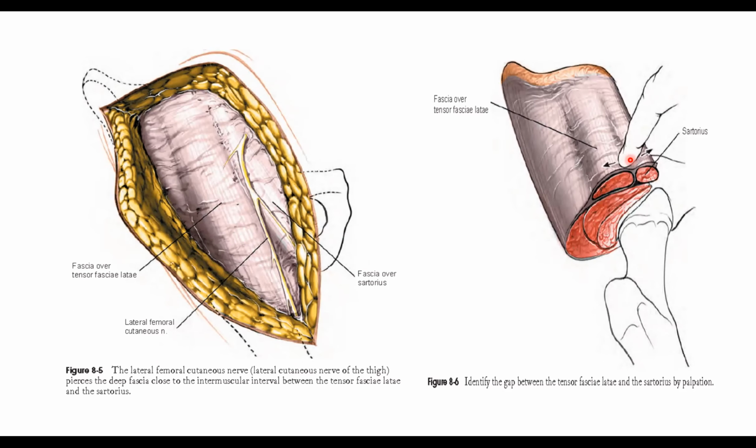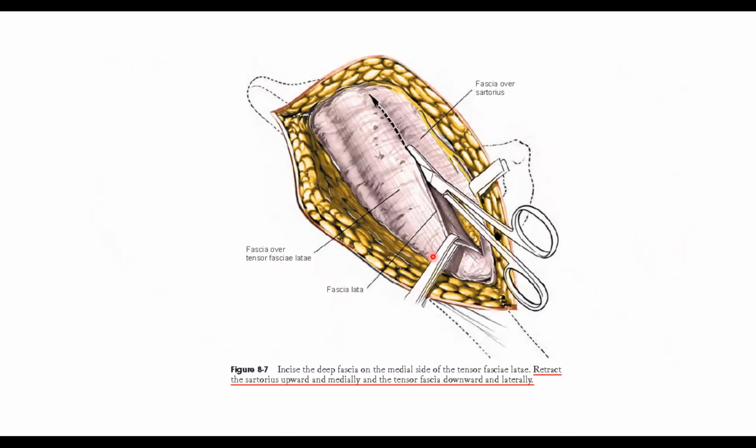After doing subcutaneous dissection, you can feel with your finger the interval between the sartorius and tensor fasciae lata. The fascia over the tensor fasciae lata, you can feel a rolling gap between these muscles. You can see that this is the lateral femoral cutaneous nerve, which passes the deep fascia very close to the intramuscular interval between the TFL and sartorius. So here, the first endangering structure is the lateral femoral cutaneous nerve. So this is the blunt dissection. You can see that retract the sartorius upward and medially and tensor fascia downward and laterally.